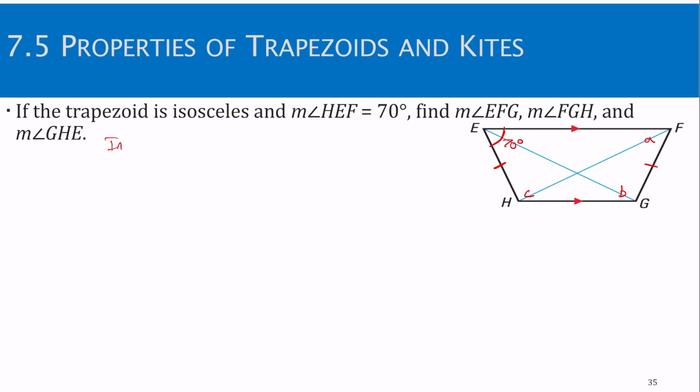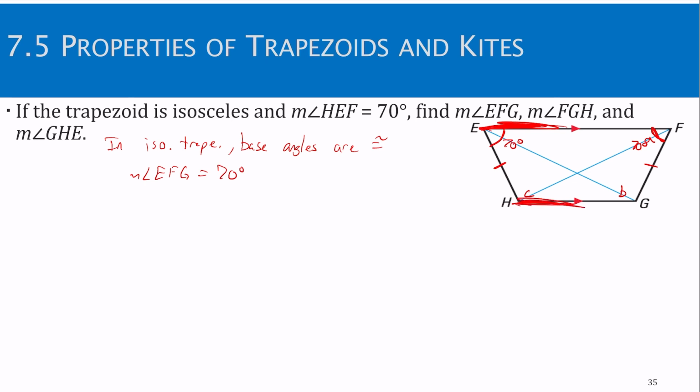Well, in an isosceles trapezoid, the base angles are congruent. So that means the angle at F is going to be the same as the angle at E. So the measure of angle EFG is also going to be 70. All right, let's find the others.